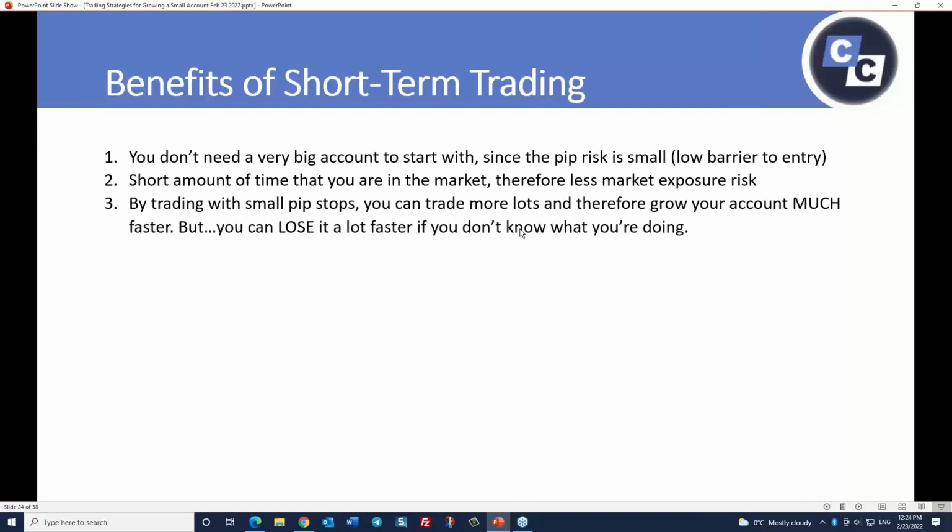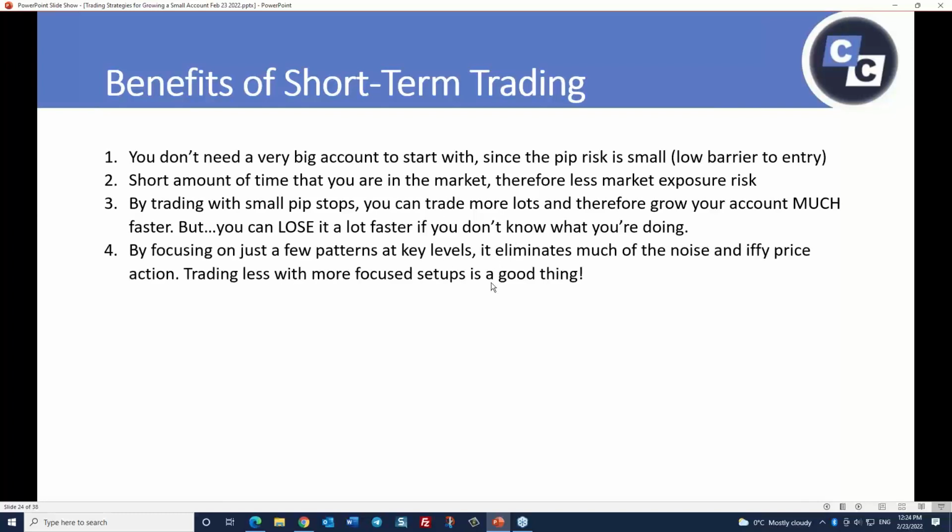Okay? By trading with these small pip stop losses, you can trade more lots. And when you can trade more lots, you can grow your account faster, okay? Point to take here, though, is that you can lose it a lot faster, too, if you don't know what you're doing. So I don't want to make it sound like it's just a one-way street to heaven here. You have to know what you're doing. It's very important. So if you just focus on a few patterns at key levels, it takes away all the noise. Trade less with more focused setups.